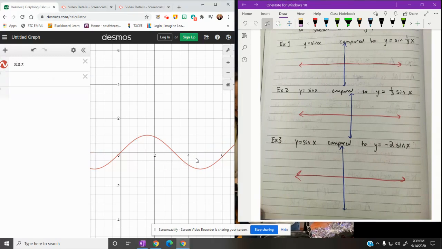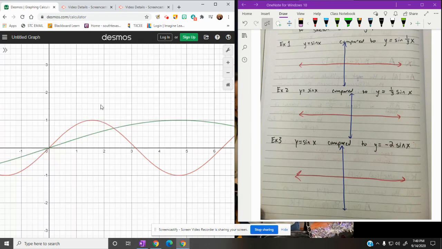I have sine. Okay, so I want you to sketch this graph right here. So you'll be sketching it here. And then I want you to compare it to sine of 1/3 x. So you would come here and you would type in sine of 1/3 x. Let me close that so you can kind of see it. Maybe I can zoom out.